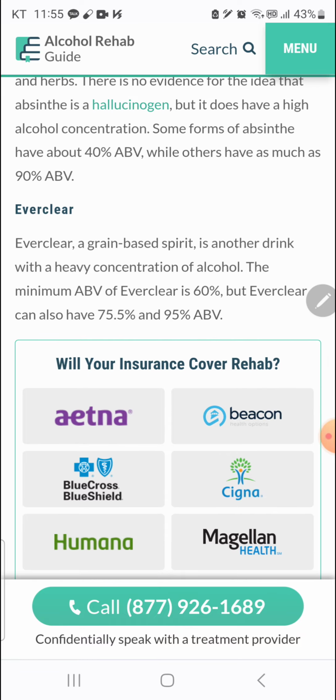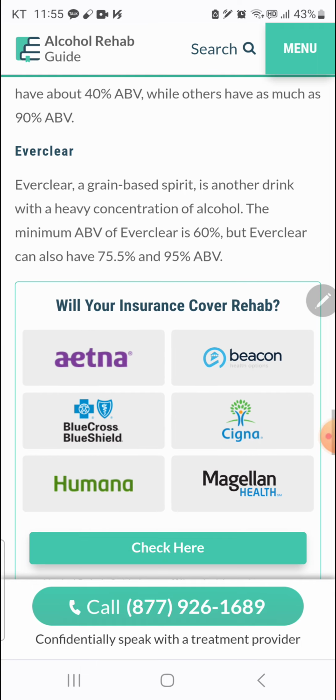Everclear, a grain-based spirit, is another drink with a heavy concentration of alcohol. The minimum ABV of Everclear is 60%, but Everclear can also have 70.5% and 95% ABV.